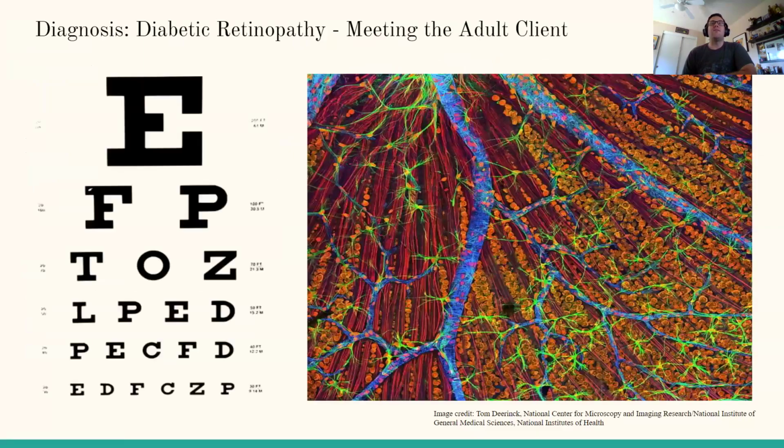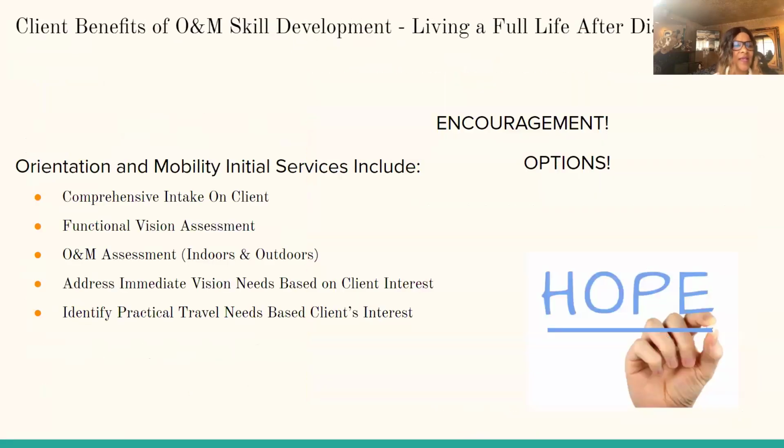All right, and next, Kaprina is going to be talking about working with an adult client. All right. Now we're moving to meeting the adult client. Next slide. Client benefits of O&M skill development: living a full life after diagnosis. Some of the things that can help the individual who has diabetic retinopathy and to keep themselves safe and from injury are orientation and mobility. Those skills will be a preventative measure and promote efficiency as far as independent travel.